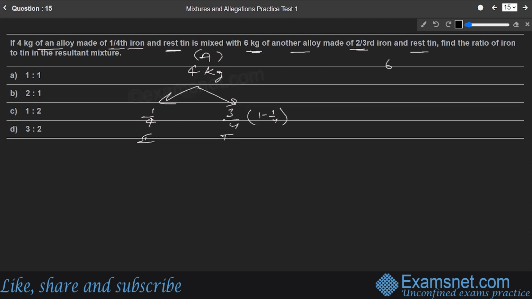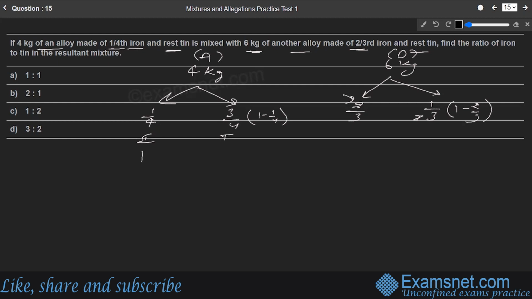Similarly, if we take the other type of alloy that is in 6 kg quantity, what is the composition of iron and tin? He says the 2 by 3 part is iron. So 2 by 3 of the part is iron. And how much part will be the tin then? That will be 1 minus 2 by 3, that is nothing but 1 by 3. How is this 1 by 3 made? 1 minus 2 by 3. So 2 by 3 part is your iron, and 1 by 3 part is the tin part.